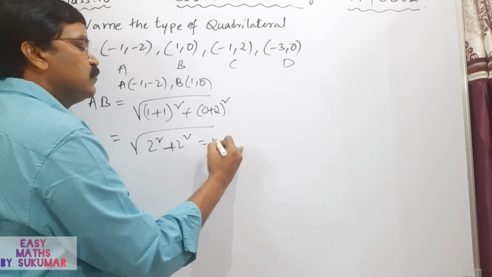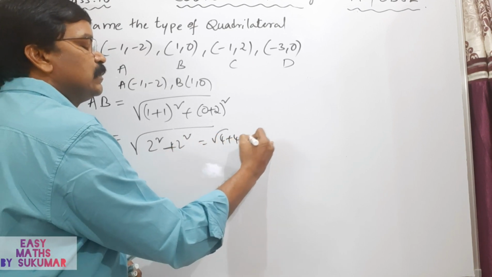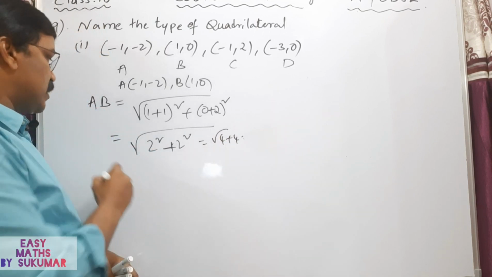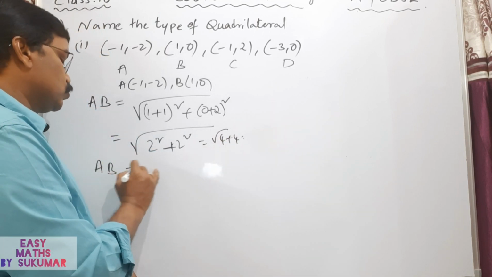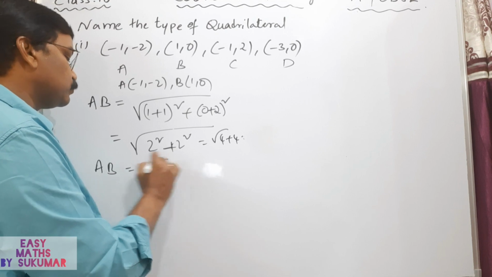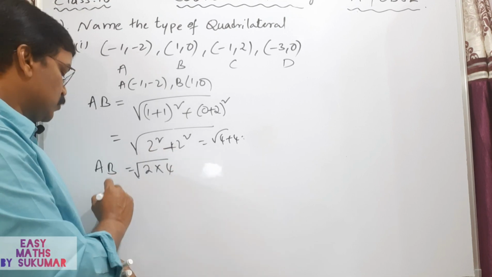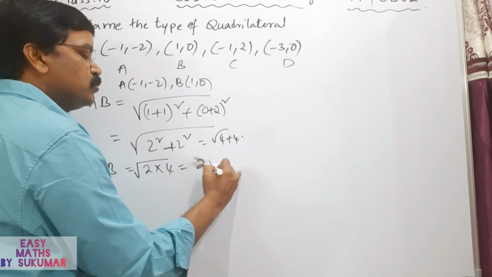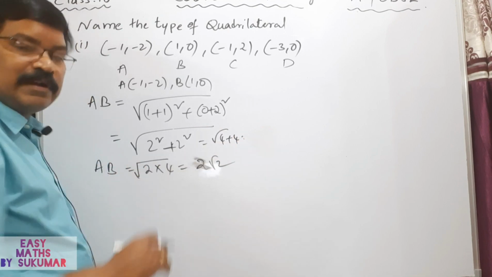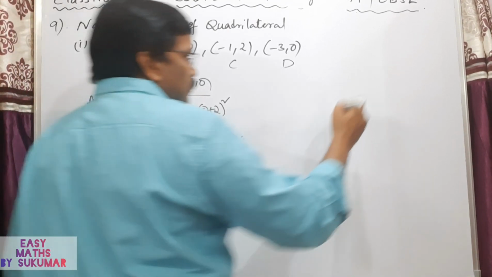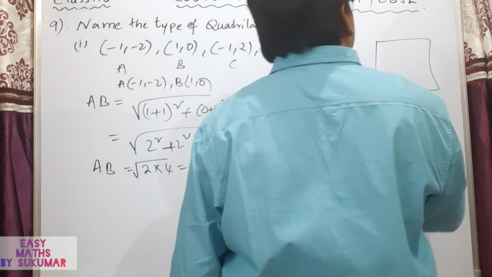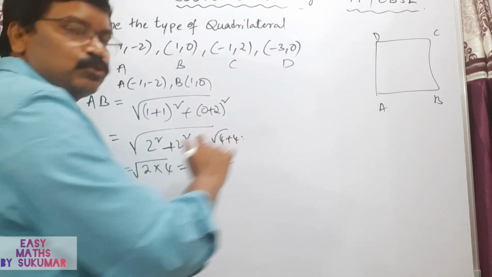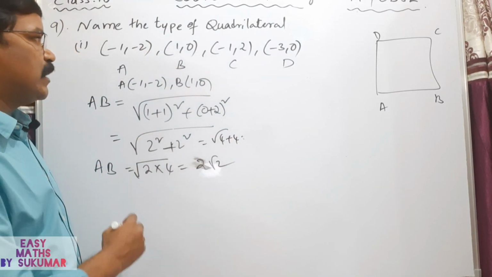So this is equal to (1 plus 1 is 2) square, (0 plus 2 is also 2) square. This is equal to 4 plus 4, that is root 8, or this 4 plus 4 can be written as root of 2 times 4. So this AB is equal to 2 root 2. So what is AB, students, here? In this quadrilateral ABCD, this AB is 2 root 2. Similarly, we will find BC also.